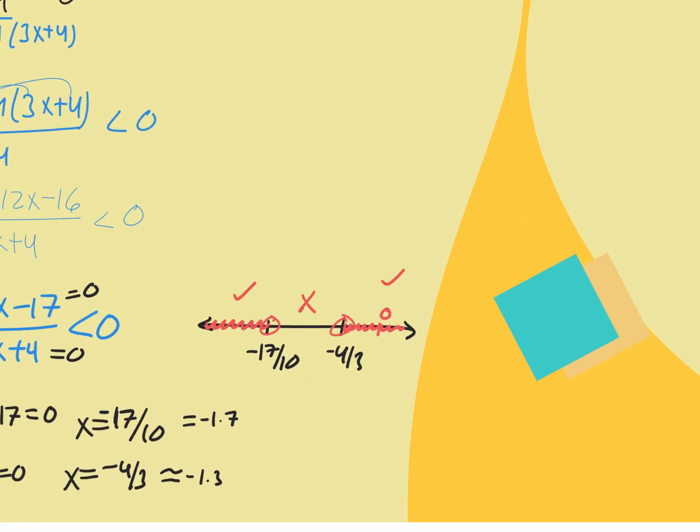All right, so then writing my answer in interval notation, it's going to go from negative infinity to negative 17 over 10 with a parentheses, union negative 4/3 to infinity, also with parentheses. And that would be your final answer.